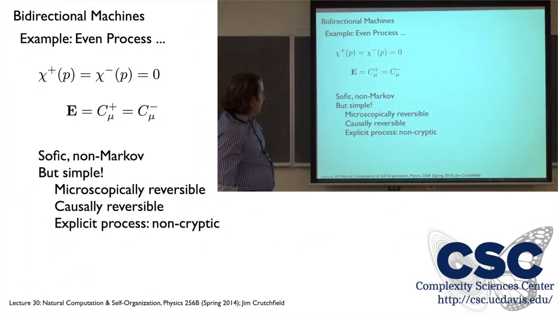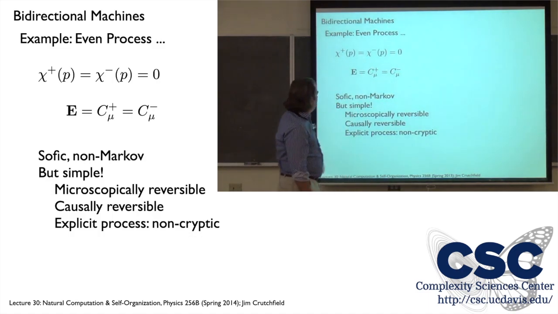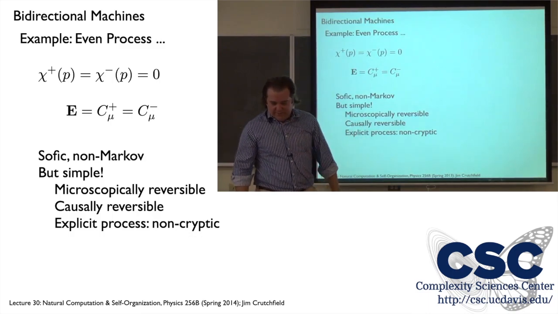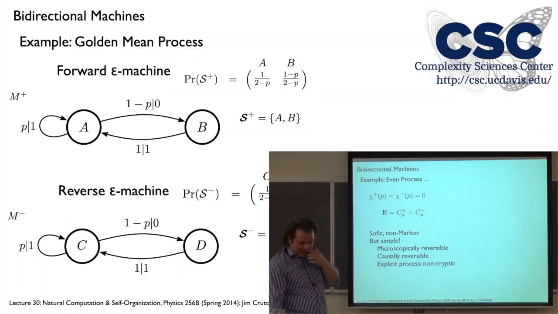The crypticities are 0. C mu is equal to E. State information is equal to excess entropy, both of them. Right, it was a non-Markov process, because the evenness property had infinite range, but it was this so-called sofic system, non-Markov, synonymous with that. But it was very simple. It's microscopically reversible, remember that definition, causally reversible, and it's just not cryptic. The state and observed informations are the same. So that's a simple base case, good to know about.